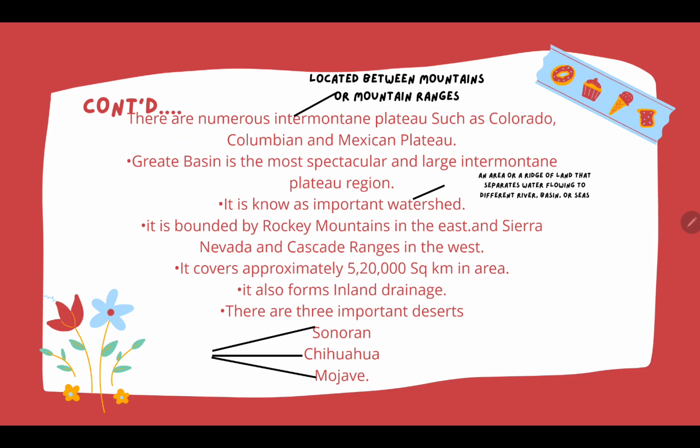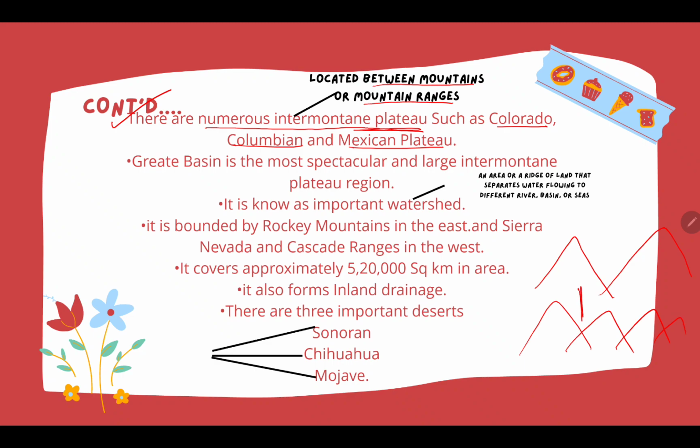Now let's talk about the other characteristic. There are numerous intermountain plateaus such as the Colombia and Mexican plateaus. What do you mean by intermountain plateau? An intermountain plateau is located between mountains or mountain ranges. So this is a mountain, and there are different mountain ranges also, and between these areas the plateau is located, so it is considered an intermountain plateau.